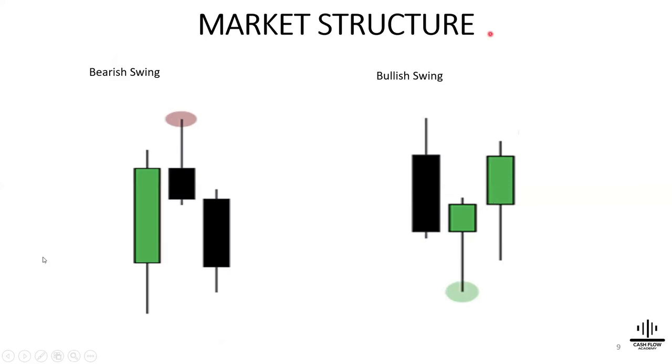Now when this swing forms, I'll use the bearish swing here, there is a high probability that the next candle that will be formed will be a bearish candle. Same for the bullish. When this pattern is formed, there is a high probability that the next candle that will be formed will be a bullish candle. So it doesn't happen all the time, but it helps you tell what will happen next.